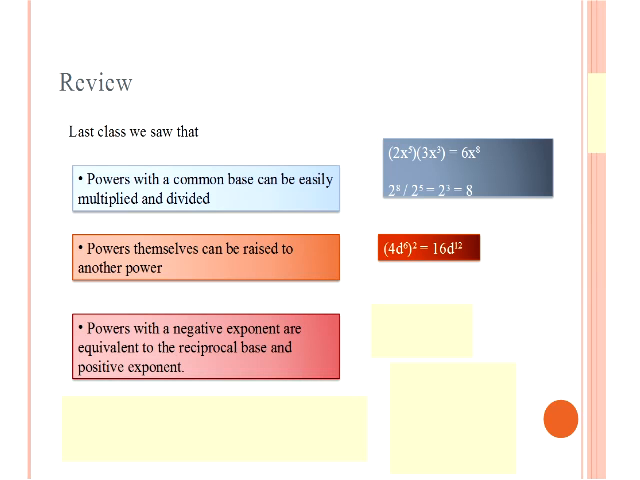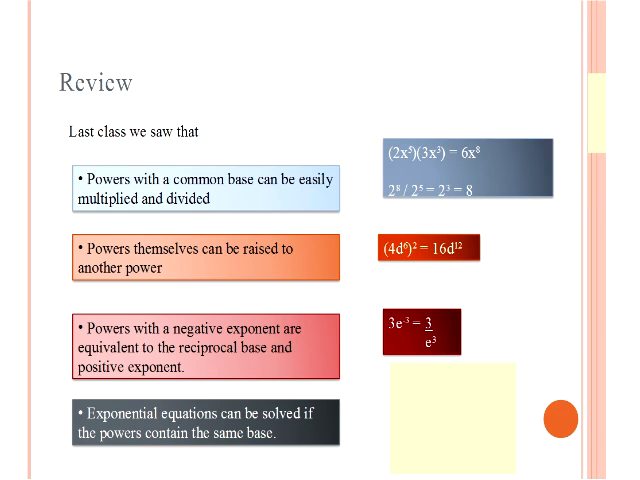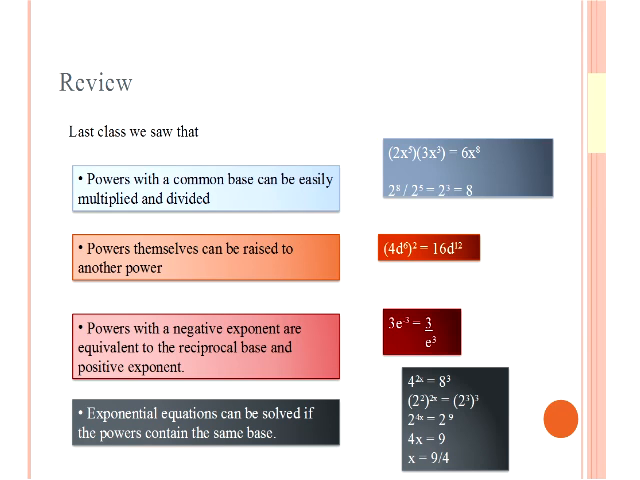We saw that we had negative exponents, where we flip the base and keep the positive exponent. We also have zero exponents. And we saw that we can solve exponential equations if we can get common bases.